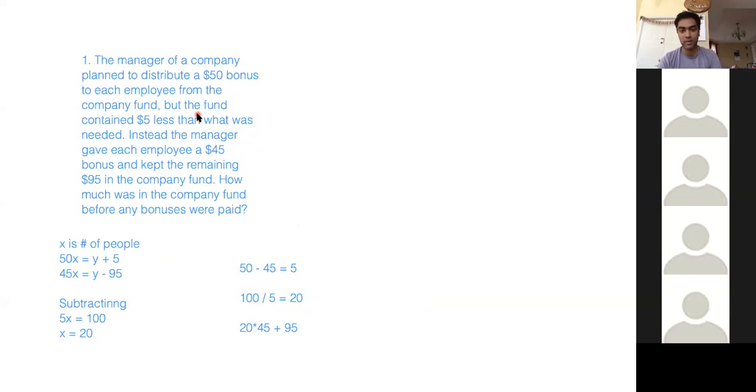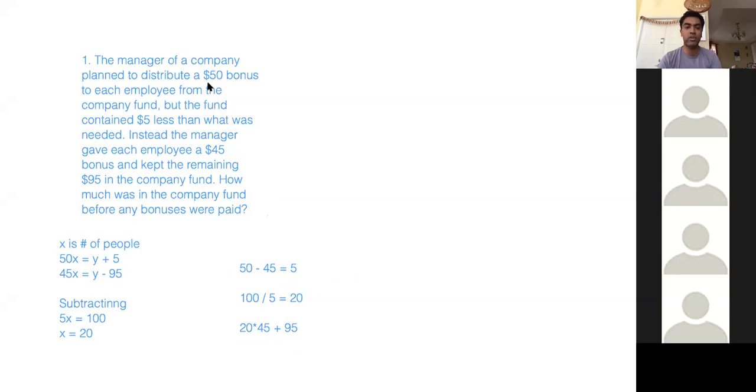Does that make sense? So if you know that $5 to each employee is a total of $100, you know there's 20 employees. I'm sorry, I think I first had 10 here, but this was 95, so it becomes x equals 20. So you know there's 20 employees. Now you can go back and say, okay, $45 per employee left $95 in the fund. So 45 times 20 plus 95 leaves us with 995. This way it doesn't need any algebra.